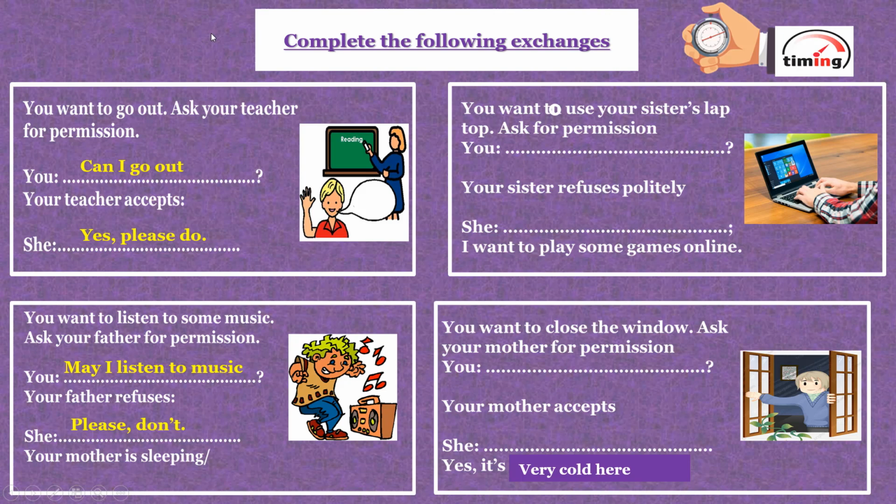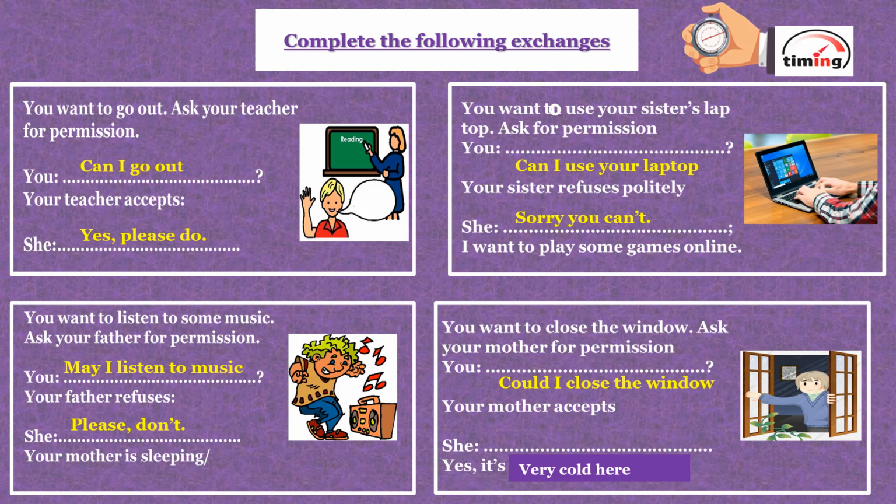Number 3. You want to use your sister's laptop, ask for permission. What do you say? Can I use your laptop? Sister refuses politely. Sorry, you can't. I want to play some games online. As you can see in example 3, when we refuse, we refuse politely. And much better, what you do is you give a justification. See that it's not possible.